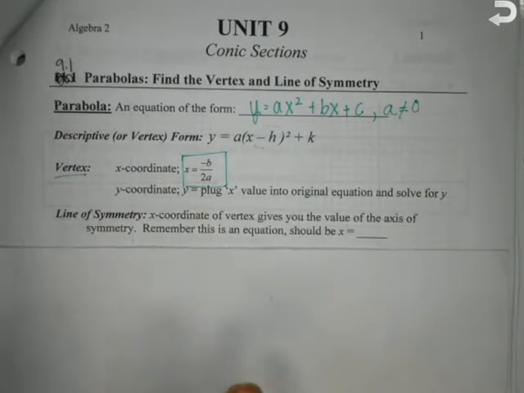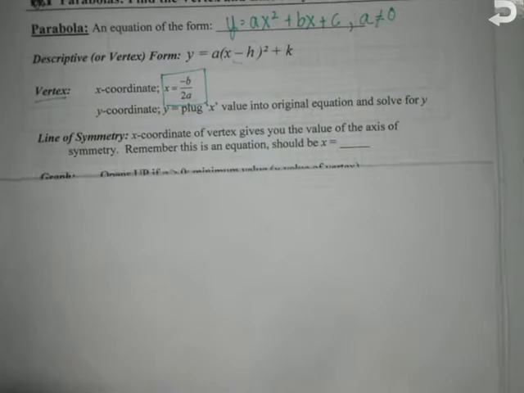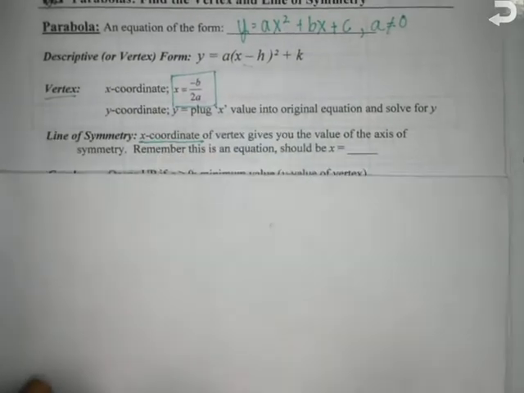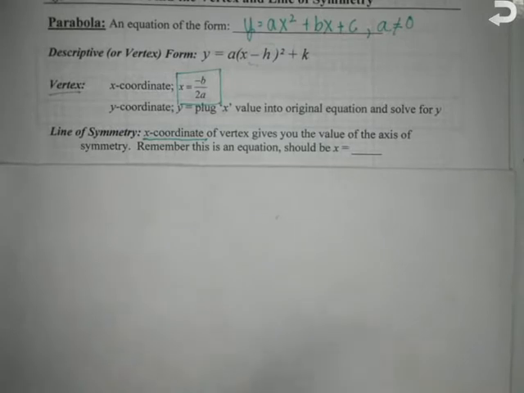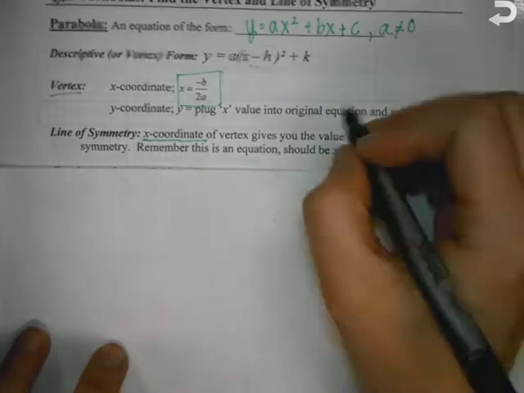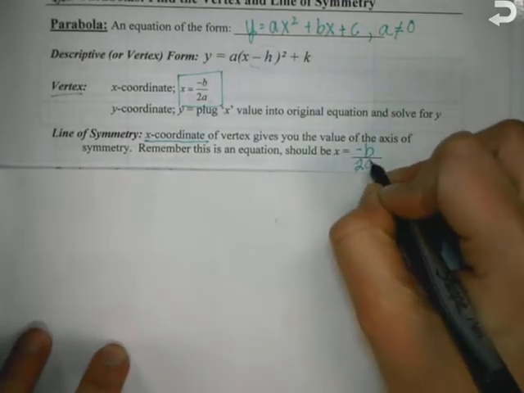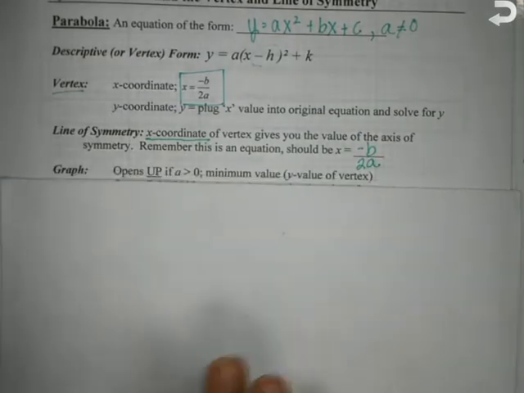We also remember what's called the line of symmetry. The line of symmetry is an x-coordinate only, so it's the x-coordinate of the vertex, and it gives you the value of the axis of symmetry. Does the line of symmetry go up and down or side to side? It can be either one, but we've only worked with up and down so far, right? Remember, this is an equation, should be x equals negative b over 2a. Okay, so to find the line of symmetry, we plug in negative b over 2a. That's the x-coordinate.